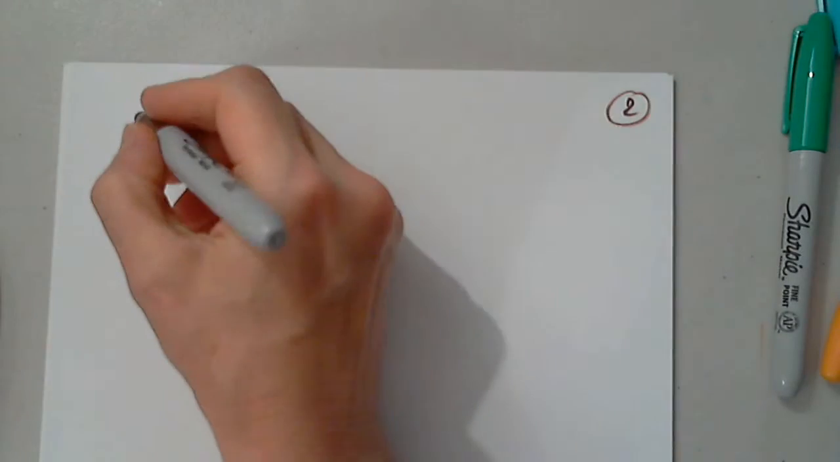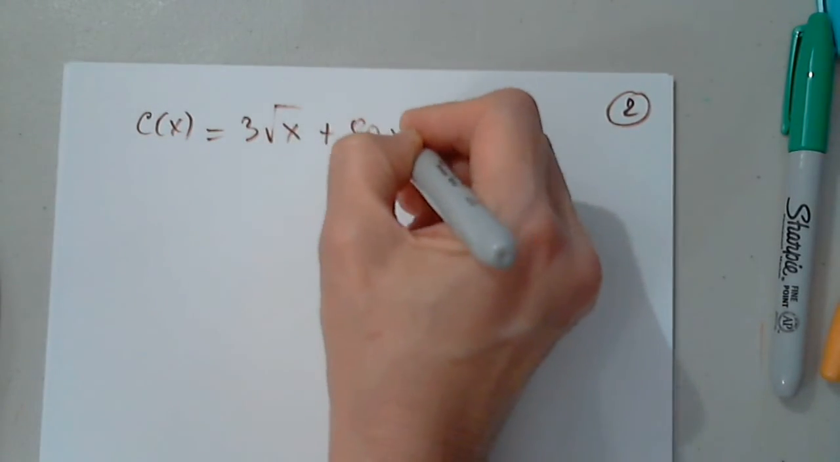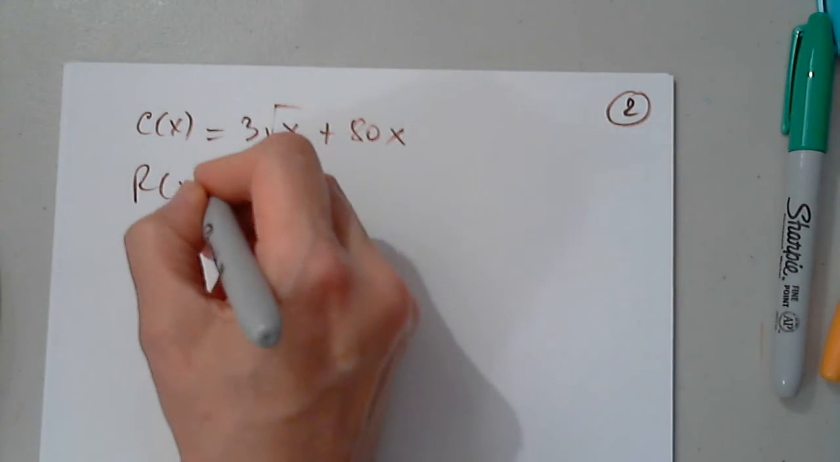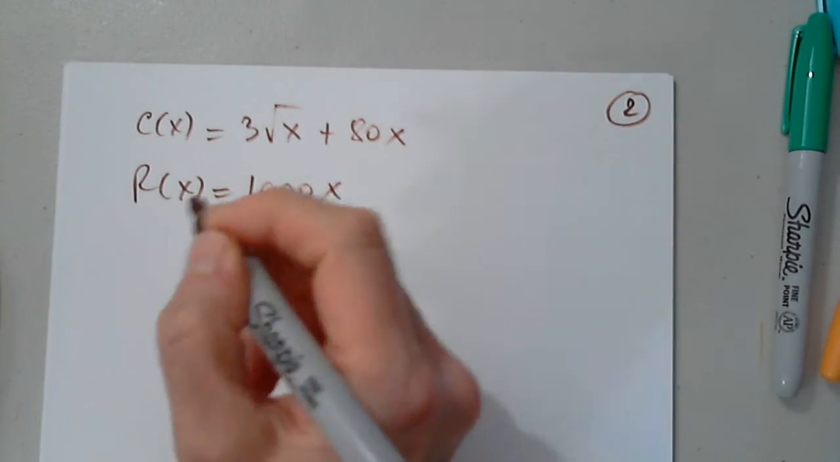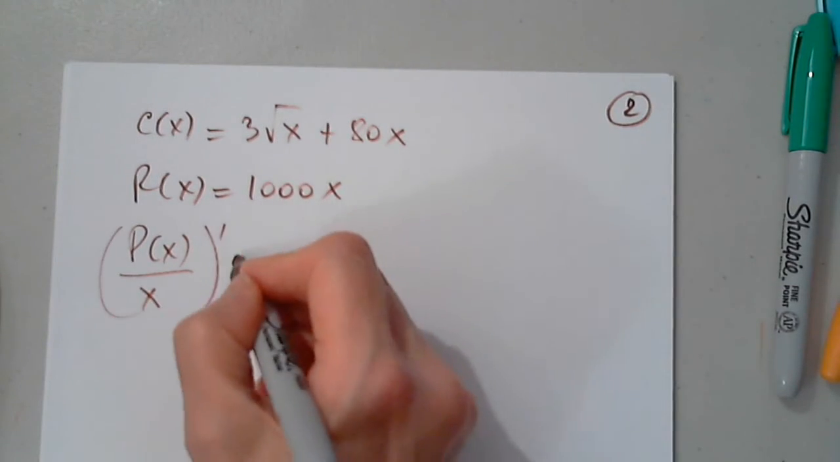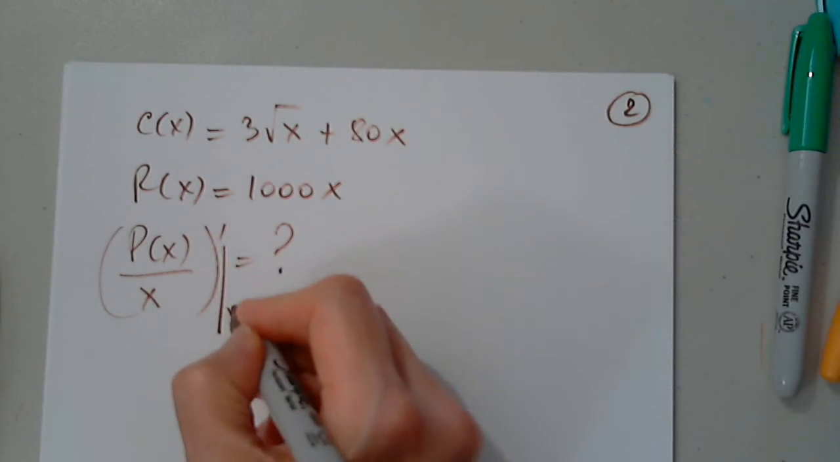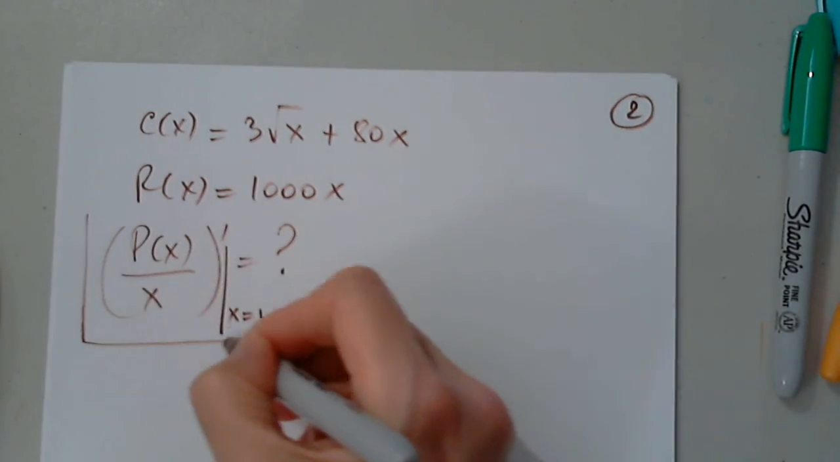Yes. So again, this is just a couple of lines. We are given the cost, which is 3 the square root of x plus 80x, and we are given the revenue, which is 1000x, and we're asked to find the derivative of this function and then evaluate it for 10. This was the question.